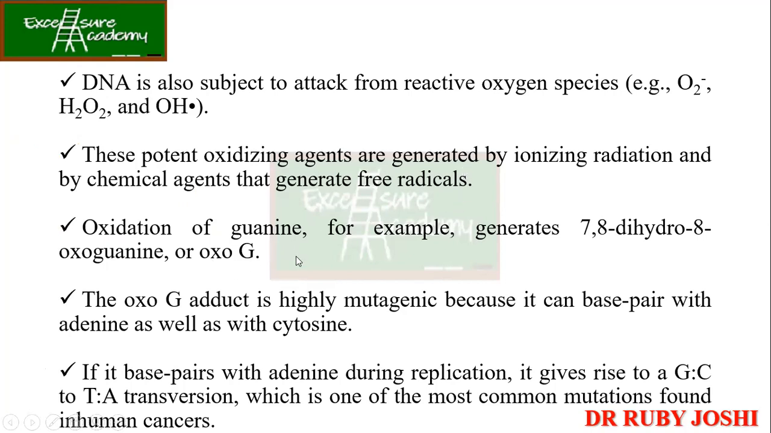Oxidation of guanine generates 7,8 dihydro-8-oxoguanine, or in short it is called OXO-G. ठीक है, oxidation of guanine, it is called OXO-G. Now it is an adduct, it is highly mutagenic because it can base pair both with adenine as well as with cytosine. चलो C के साथ अगर इसने base pair किया, it is tolerable, ठीक है, because in the next round of replication it is not going to change the sequence.